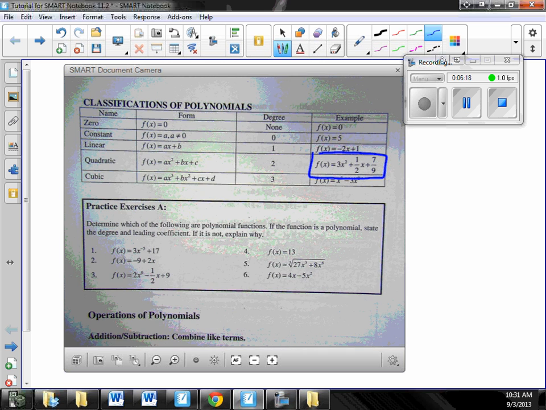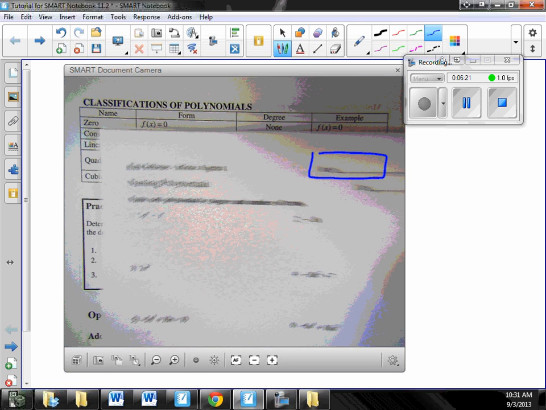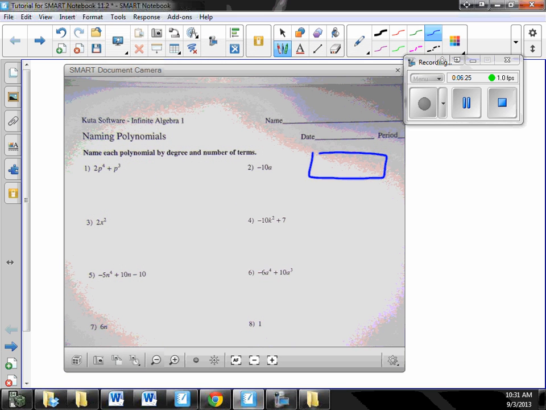So if you look at your naming polynomials worksheet, name each polynomial by degree and number of terms. How many terms does it have? It has 2 terms, so it's called a binomial, and the degree is, what's the value of the largest exponent? 4. So that is a binomial of degree 4. Binomial of degree 4. Well, if you just write 4, binomial 4, that doesn't make any sense.